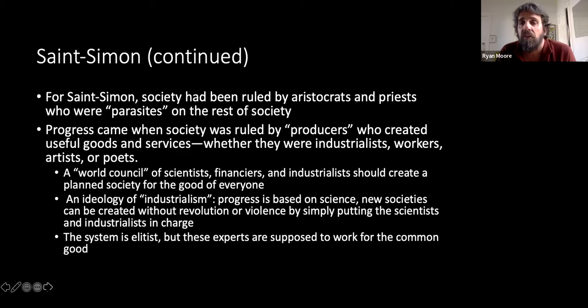So progress, he thought, was when society was based on the rule of producers as opposed to these parasites. So he has this kind of dichotomy of thought that he's working with here, where on the one hand there are the wealthy, powerful aristocrats who are just sucking the blood out of everybody, and sitting on their asses and not really doing anything. And then you have the producers, who are out there creating useful goods and services.